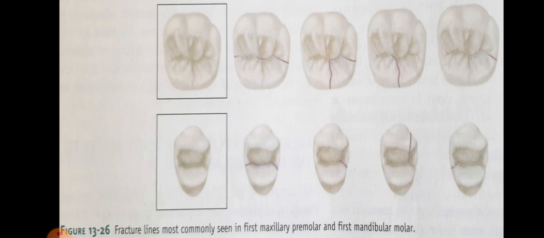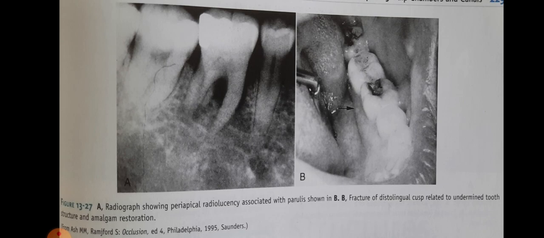You can see this in figure 13.27. This figure shows a radiograph with periapical radiolucency associated with a parulis, shown in picture B. Picture B shows the fracture of the distolingual cusp related to undermined tooth structure and amalgam restoration.